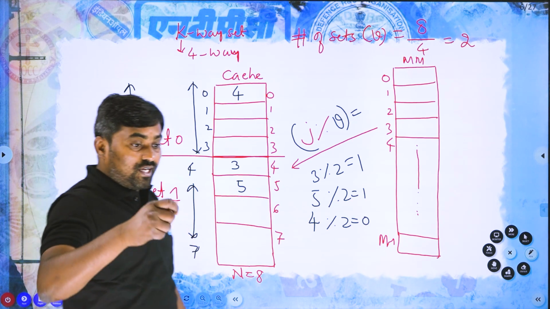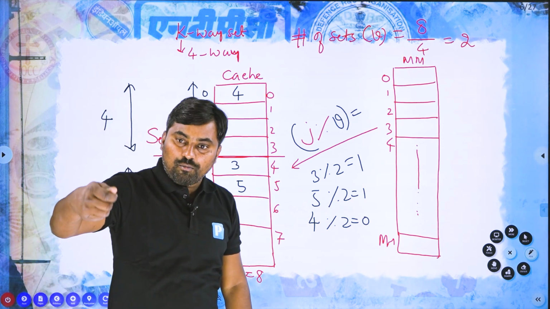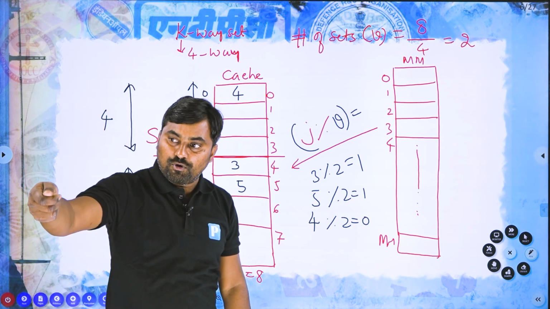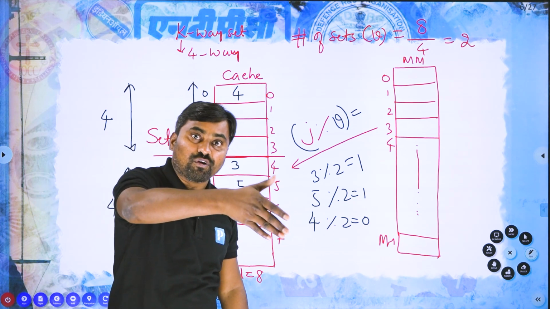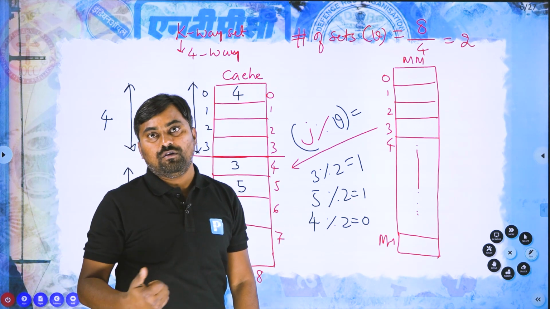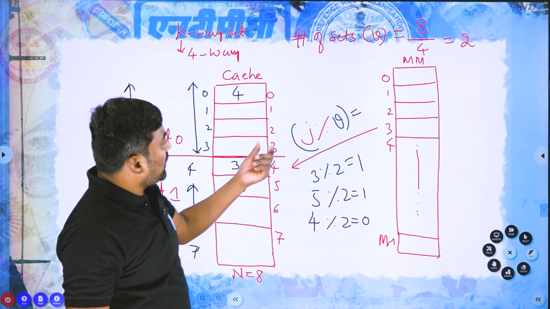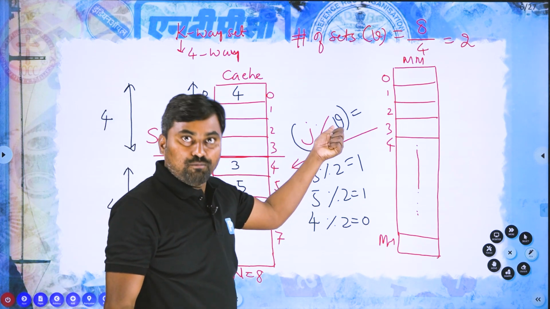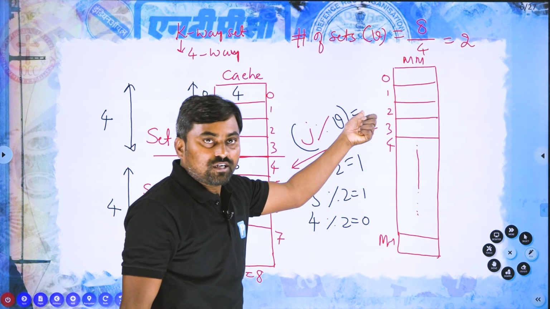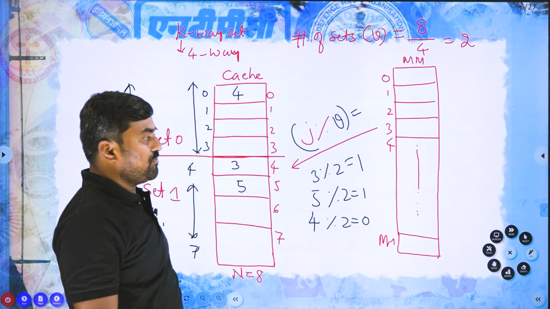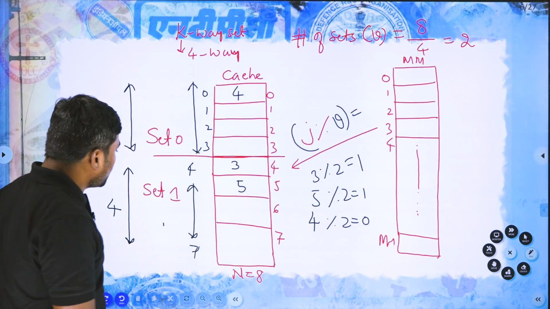See, they are asking about main memory block numbers: any block number mapping to this set line, from where to where. So how are we mapping? Any block number J modulo the number of sets, you have to map it. That gives the set number where you can place it. Now, answering this question is very simple.